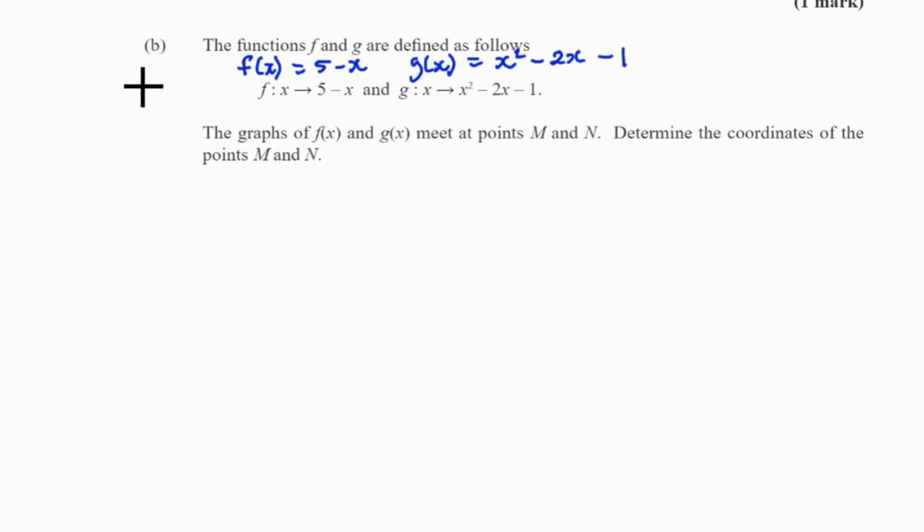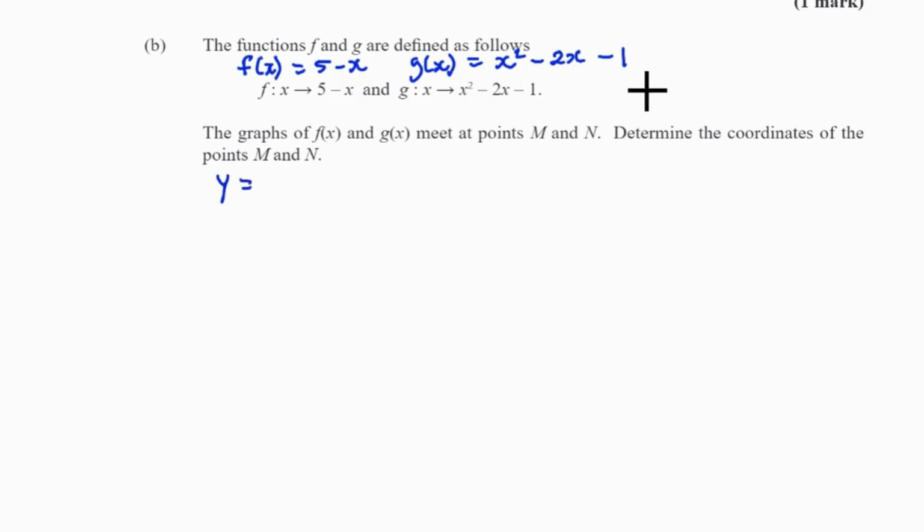Okay, so for part B of this question, we are given two functions, f(x) and g(x), and we are told that where these two functions meet would be points M and N, and we need to find the coordinates of points M and N. Okay, so how do we do that? Well, if we know that this is where these two functions meet, we know that this is where these two functions overlap. So we know that we are automatically dealing with simultaneous equations. So we have two equations, equation 1, equation 2. So let's rewrite it below.